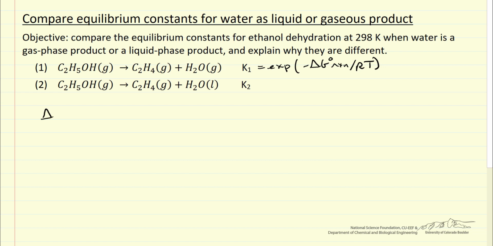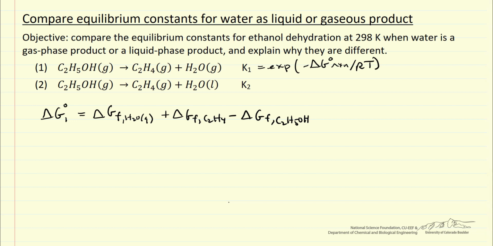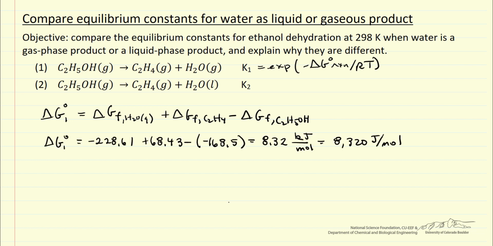So let's look at delta G reaction for the first reaction, and that's going to be delta G formation of water as a gas plus delta G of formation of ethylene minus delta G of formation of ethanol as a gas. Because we're at 298 K, we can just directly look up these values in a table. So I'm going to pause and look these values up in the table. So this is delta G for the first reaction.